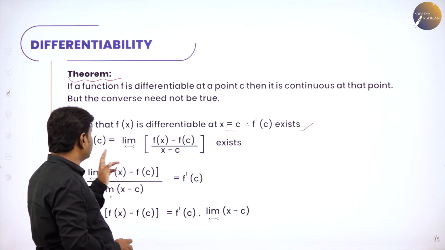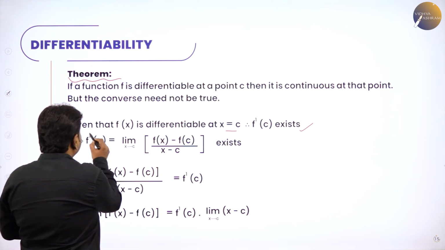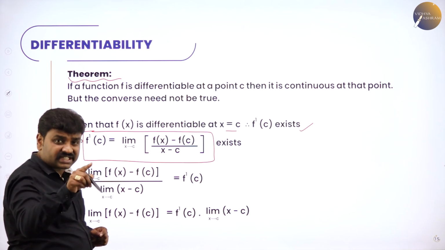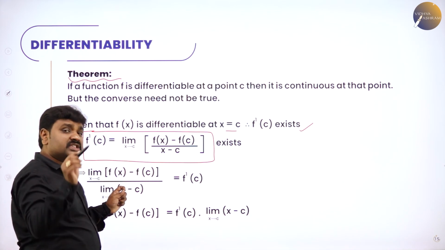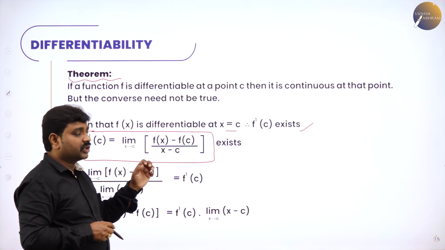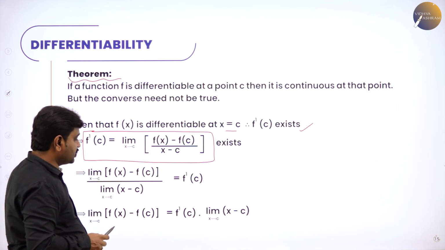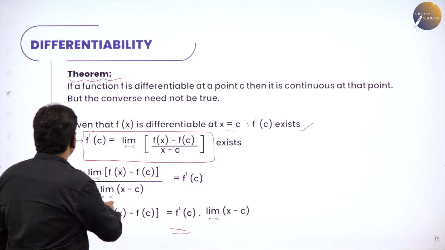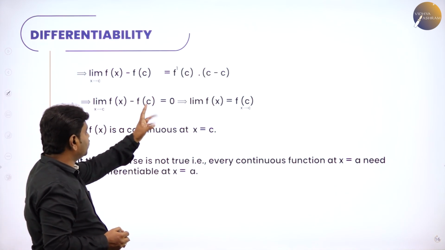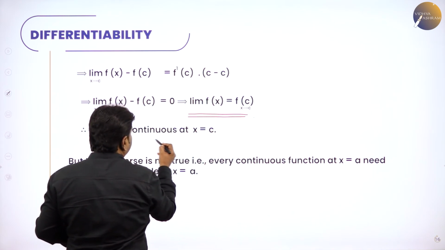So now f dash c means limit x tends to c, f of x minus f of c by x minus c. This is the definition of differentiability. A function is said to be differentiable at c if f dash c exists. What is f dash c? Limit x tends to c, f of x minus f of c by x minus c. So I wrote this, and when you apply this and rearrange, you will get this format. From this format, we can conclude limit x tends to c, f of x minus f of c gives you 0, but these two are the same, so it is continuous.